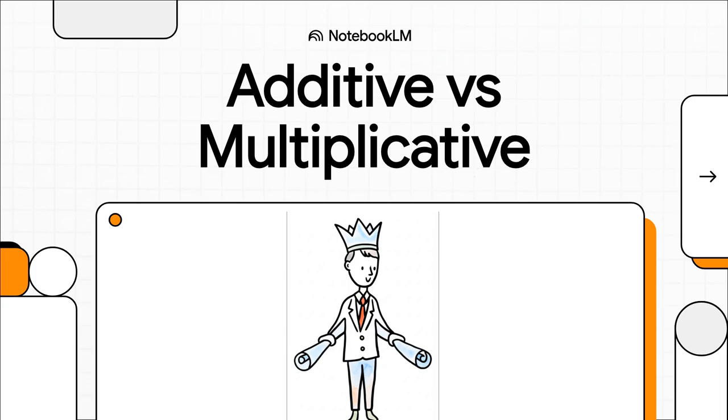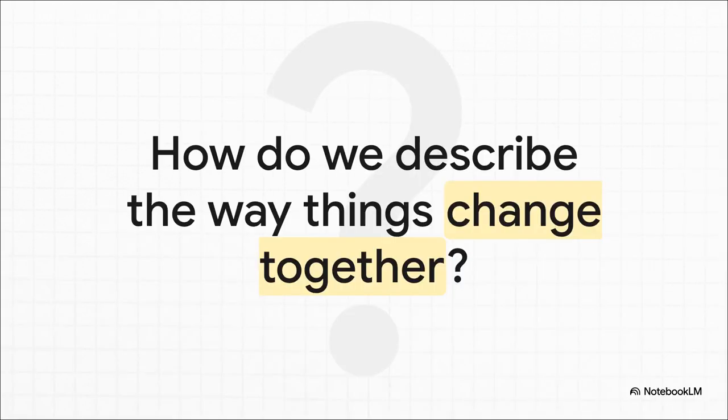Welcome! Today, we are diving into two really fundamental ways to describe how things change together. It's a core math idea, but you literally see it everywhere, from cooking recipes all the way to building empires. So here's the big question we're going to tackle. When one thing changes, how does something else related to it also change? Does it kind of grow step by step, or does it multiply and just scale up like crazy?